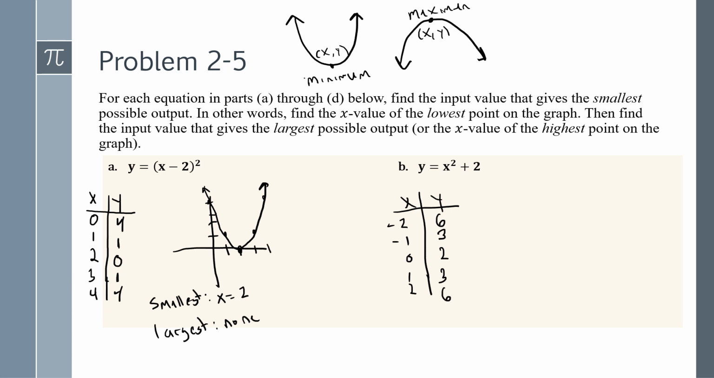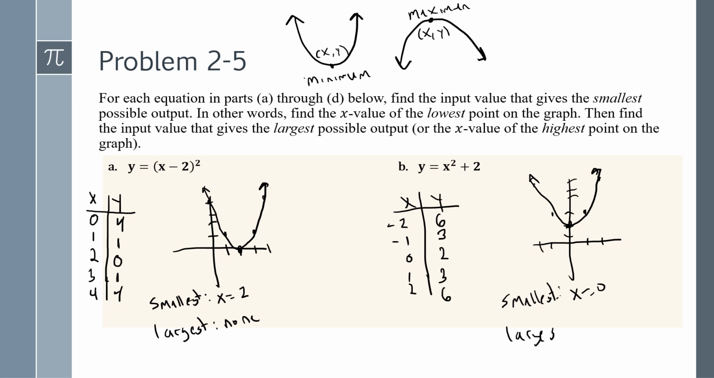So you can kind of see if I graph this over here, 0, 2, 1, 3, -1, 3, and then -2 is 6. So that'd be up here. The graph opens upward again. So the smallest value for y occurs when x is 0. And again, this opens upward, so there is no largest value. So there's no x value that gives me the largest value. Sorry, my handwriting is getting pretty bad, so let's write that as largest.